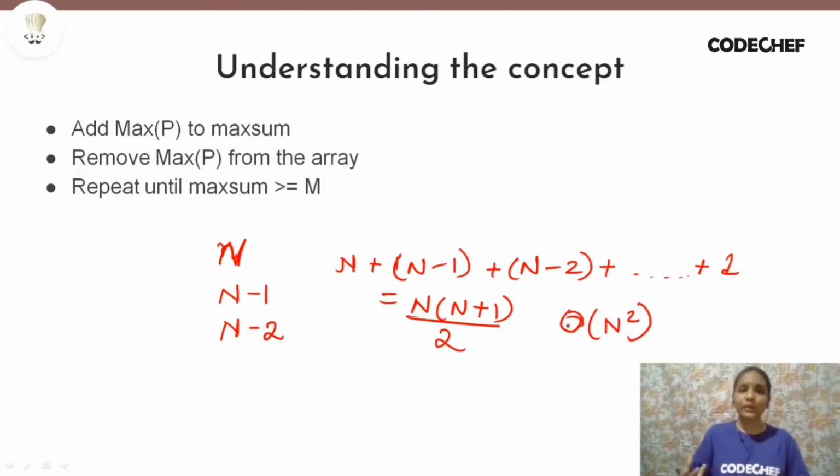Now, is n square an optimal approach? Is there a better approach to do this question? Instead of each time selecting the maximum, removing the maximum from the array and then again repeating it, definitely there is a better approach to do this. So now let us discuss another approach.